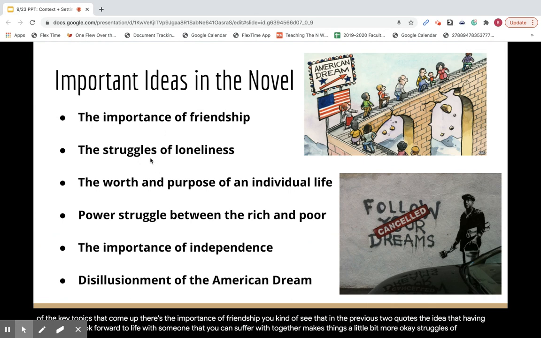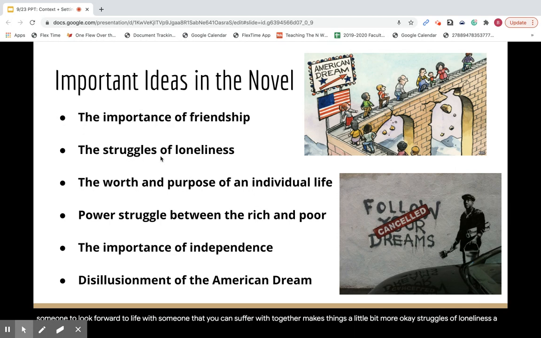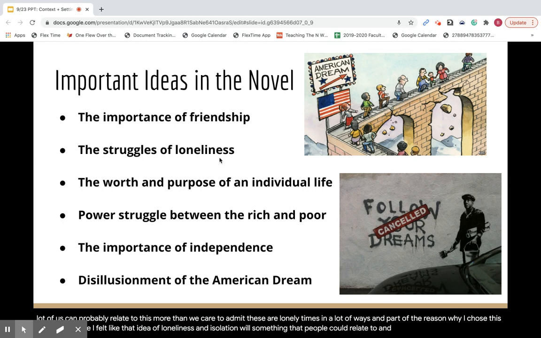Struggles of loneliness. A lot of us can probably relate to this more than we care to admit. These are lonely times in a lot of ways. And part of the reason why I chose this story is because I felt like that idea of loneliness and isolation was something that people could relate to and understand a little bit more deeply.